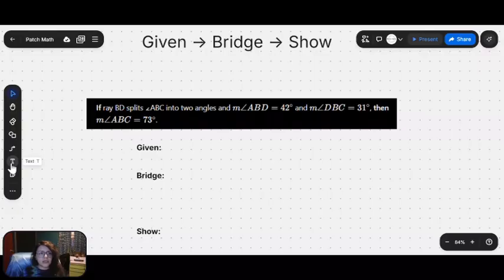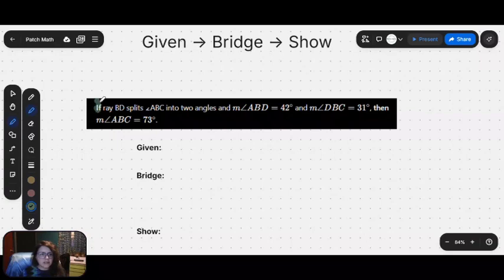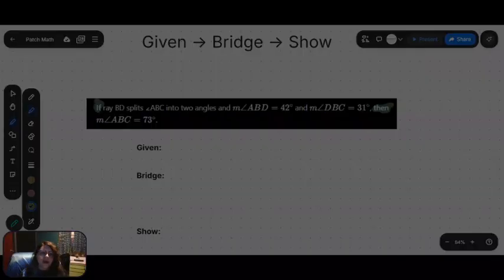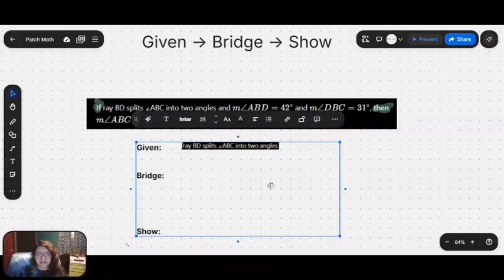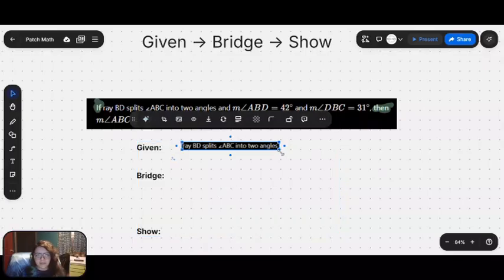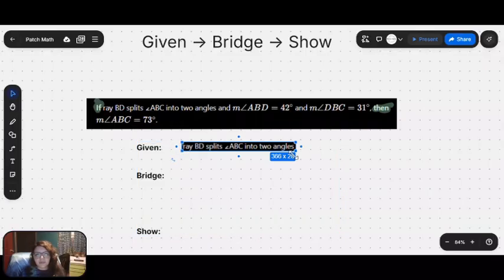So if we look, we are being provided what's called an if-then statement in mathematics. Here is our if, here is our then. These are the easiest to pull your given and your show from. What is given is that ray BD splits angle ABC in two. So we have been given that ray BD splits ABC into two angles.